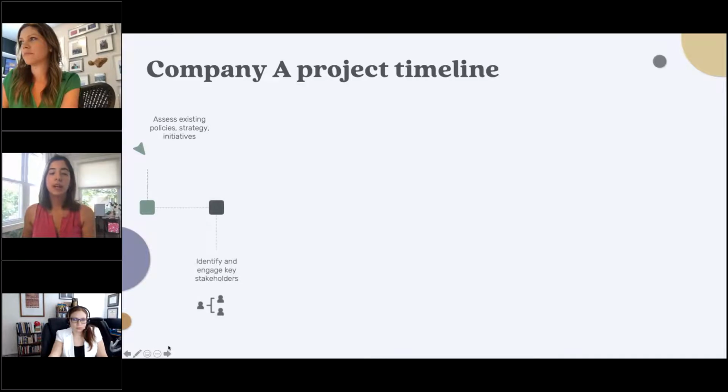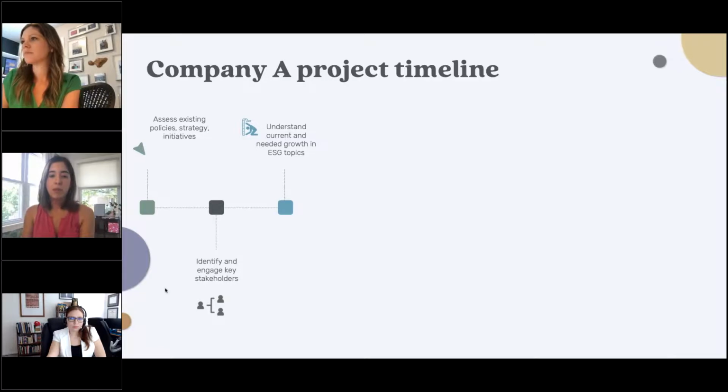So this can look like looking at existing policies, looking at existing initiatives, or plans for upcoming policies and initiatives. Then we'll move into identifying and engaging those key stakeholders. So that kind of step that we just went through before.